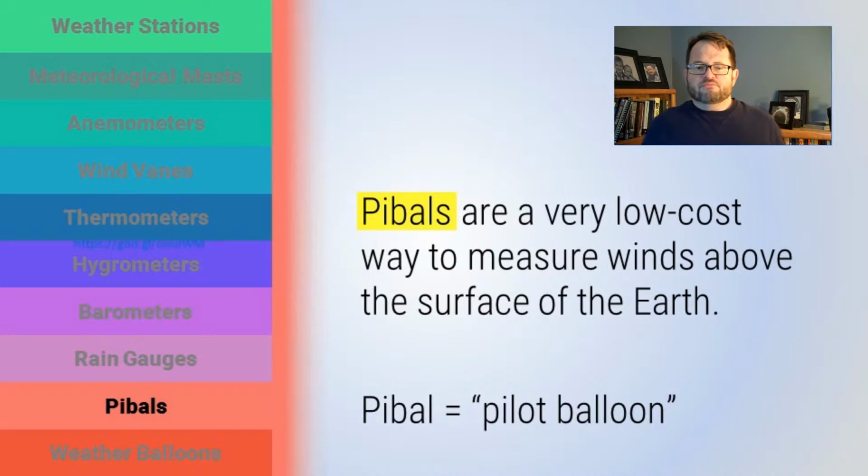Now I want to talk about observations that we can take away from the surface and the boundary layer of the Earth. Setting aside weather stations and instrumented masts and so on, let's talk about getting measurements of the winds higher above the surface of the Earth. Well, there's one very low-tech way to do it, and that's called a pieball.